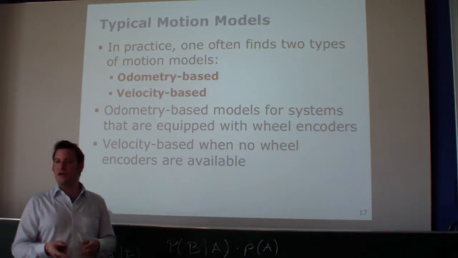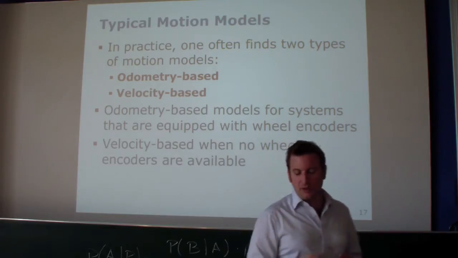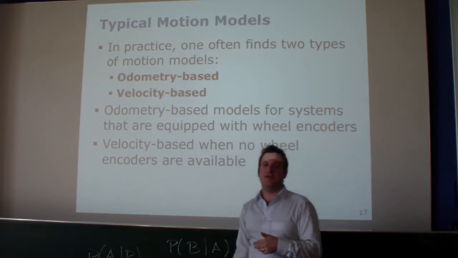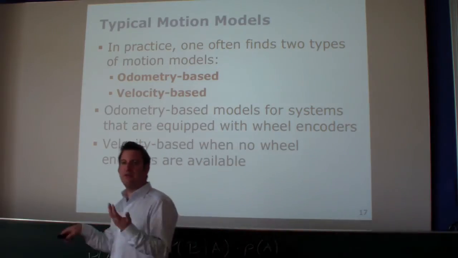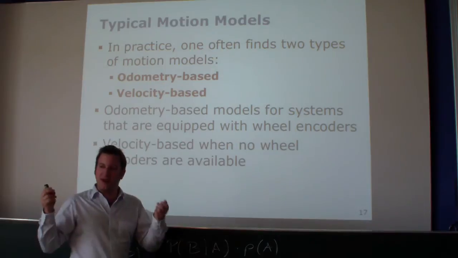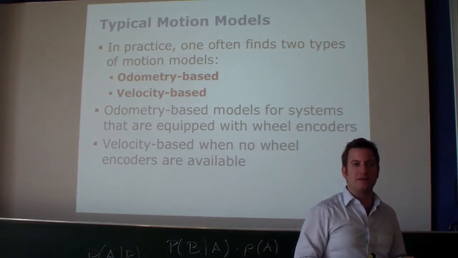And it simply depends on your hardware platform. If you have a nice wheeled robot with wheels and wheel encoders, you will always use the odometry-based model. But there are systems where this is not possible. Think about a flying vehicle. There are no wheel encoders you could attach to any of the wheels because the system basically has no wheels in order to estimate where it is going.